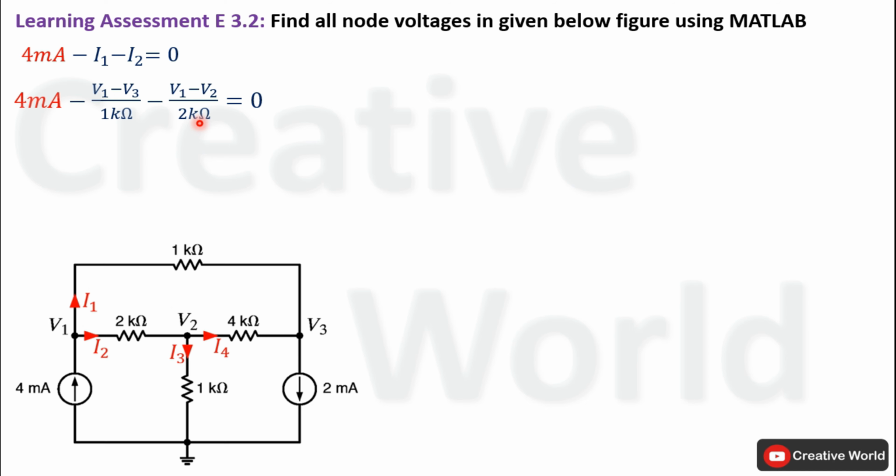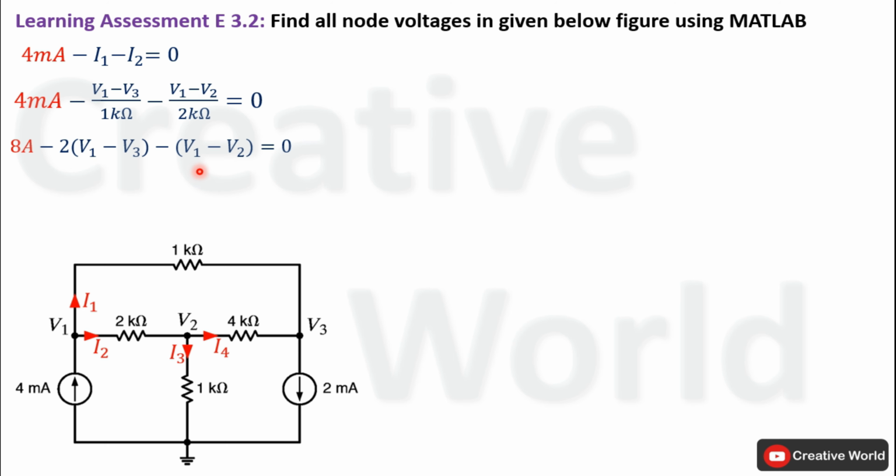Now, in order to omit all denominator values, we will multiply this equation by 2 kΩ. The product of 2 kΩ and 4 mA will result in 8 amperes. Milli will cancel out with k. Here the product of 2 kΩ and V1 minus V3 divided by 1 kΩ will result in 2 times V1 minus V3. Similarly, here the 2 kΩ will cancel out the 2 kΩ in the denominator, and only V1 minus V2 will be left.